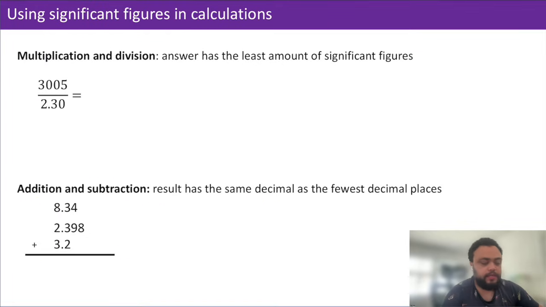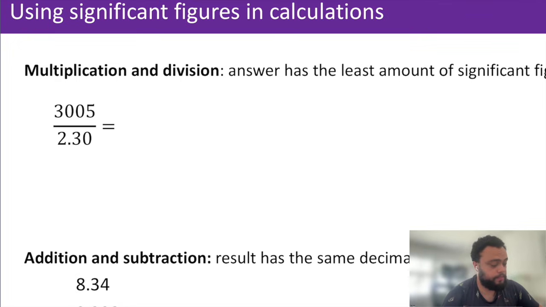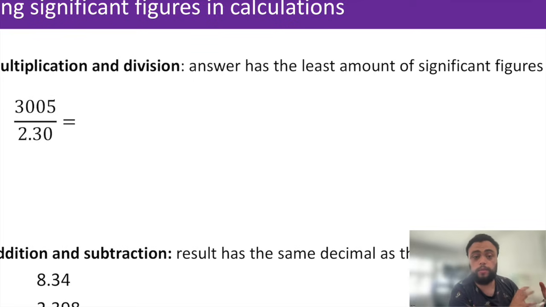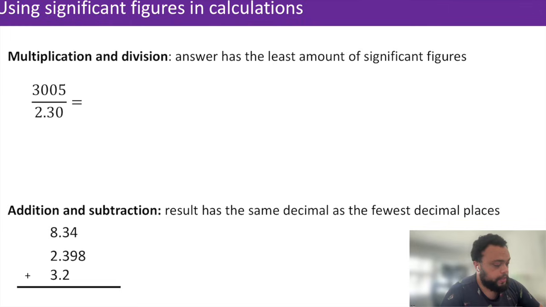Okay. And if we wanted to use significant figures in calculations, there are two different ways to do it. Multiplication and division are going to use one set of rules. Addition and subtraction are going to use the next set of rules. For multiplication and division, we want to find the one that has the least amount of significant figures. So we look at these two numbers and which one has fewer significant figures. Well, on top we have four sigfigs. On bottom we have three.